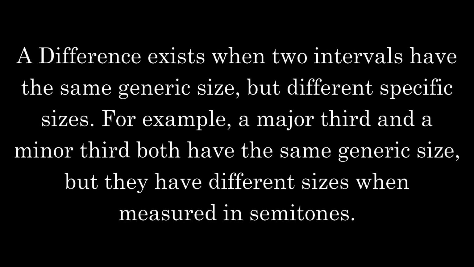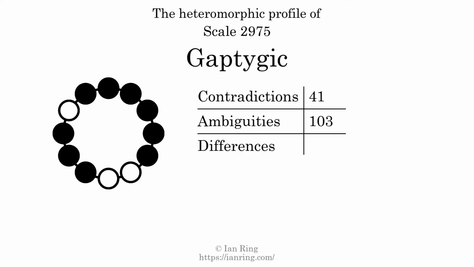A difference exists when two intervals have the same generic size, but different specific sizes. For example, a major third and a minor third both have the same generic size, but they have different sizes when measured in semitones. The number of differences in this scale is 190.